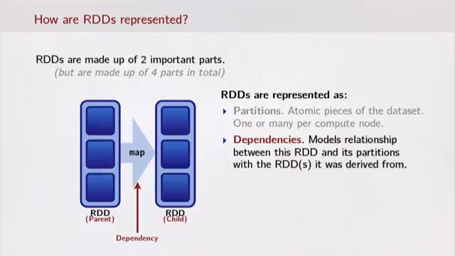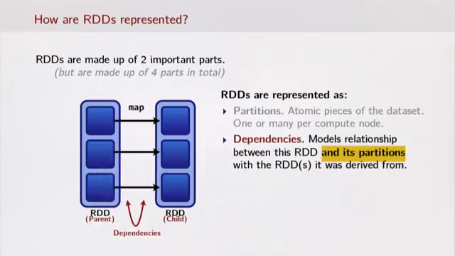Dependencies model the relationship between an RDD's partitions and the partitions that it was derived from in other RDDs. So for example, in this picture, if this is a parent RDD and this is a child RDD, and we're calling a map function on this RDD to get that RDD, then the dependencies are how these partitions map to those partitions with the map function. While you might normally think of a map as one big arrow between this RDD and that RDD, actually, dependencies model the relationship between some partitions and the partitions that they were derived from. So you could say in this picture that this partition was derived from that partition, this partition was derived from that partition, and so on.